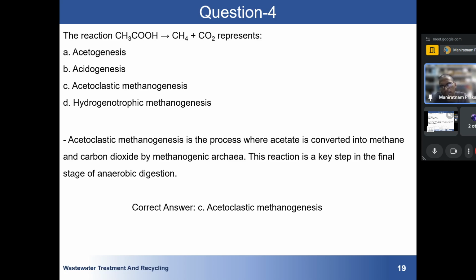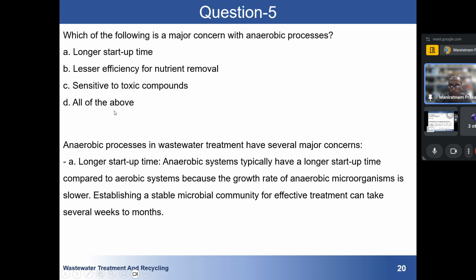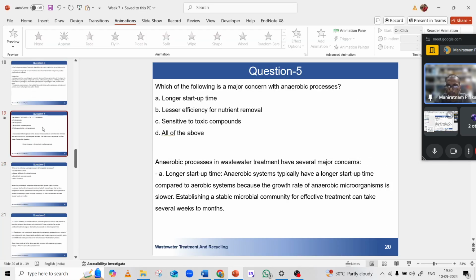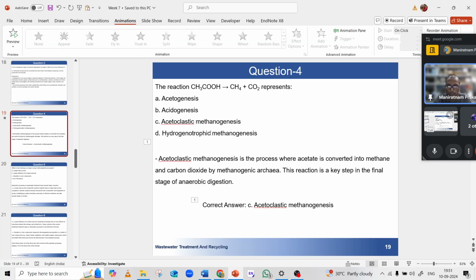But as the question was worded that way, they have used this term. Remember, there is one other term, hydrogenotrophic. Here we are producing methane from acetate, that's why we have answered C. I don't remember what this is, so let me just search.